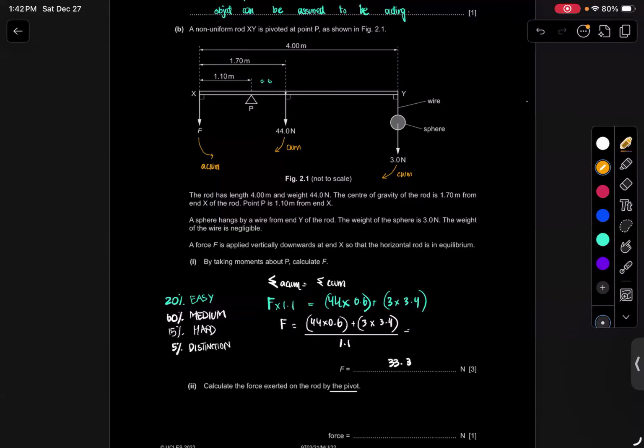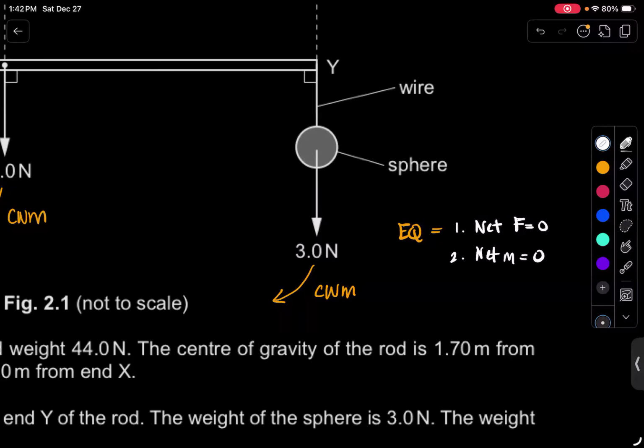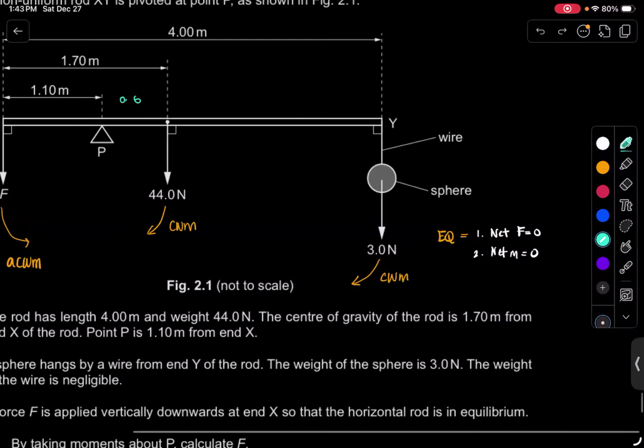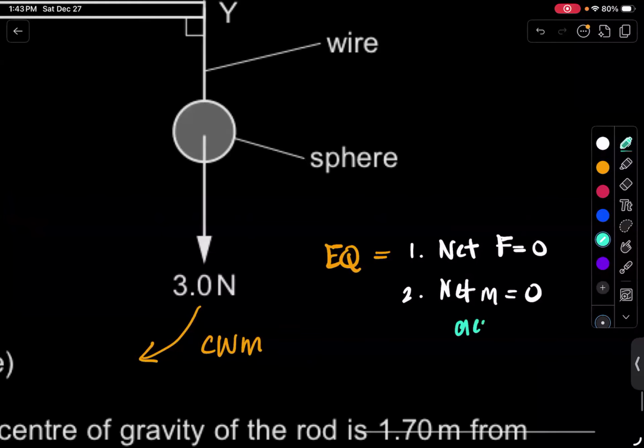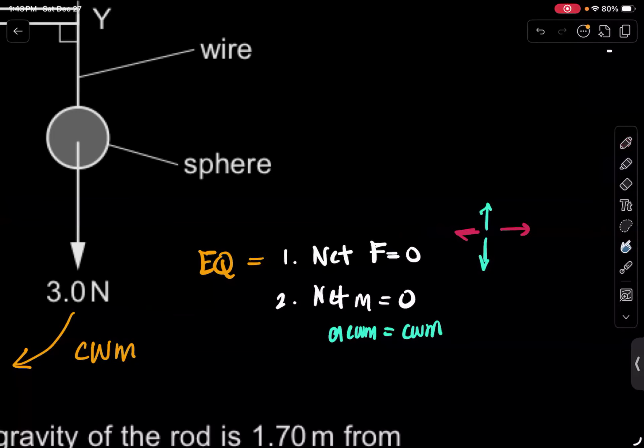Absolutely. That's it. Because if you remember the conditions for equilibrium, there were two. One, net force is equal to zero, and then net moment is also equal to zero. So net force is zero and net moment is zero, right? So clockwise moment equal to anti-clockwise. That's a given according to this question, right? But it also means that the net force is zero. That means up forces equal to down forces and right forces equal to left forces. That's what it means, right?